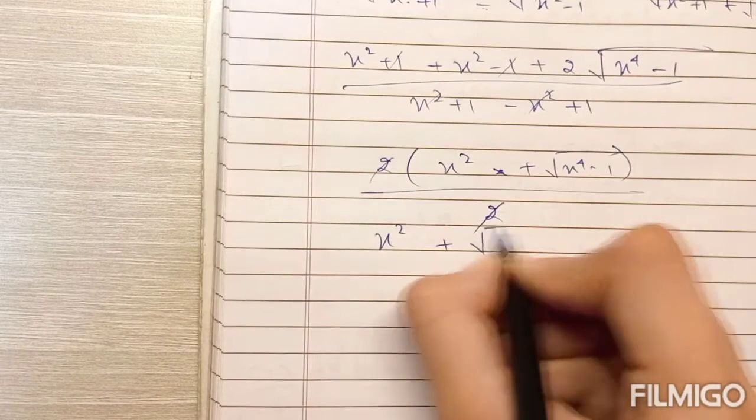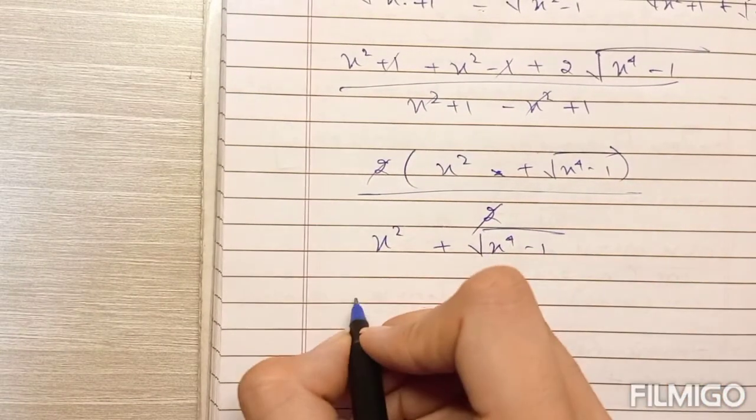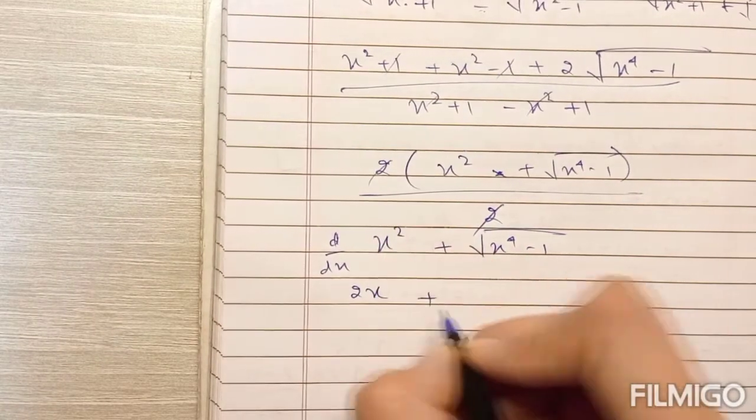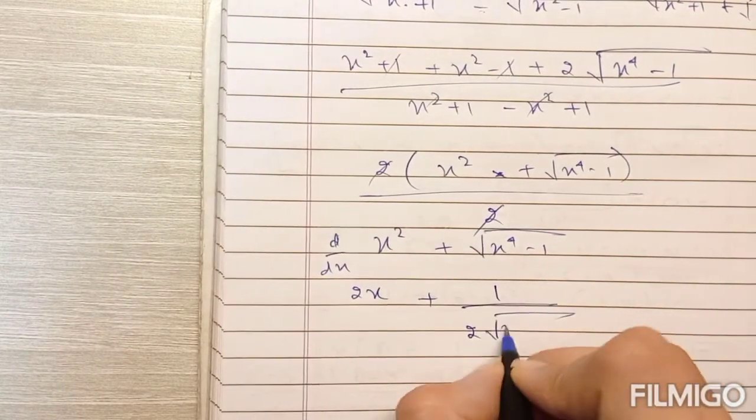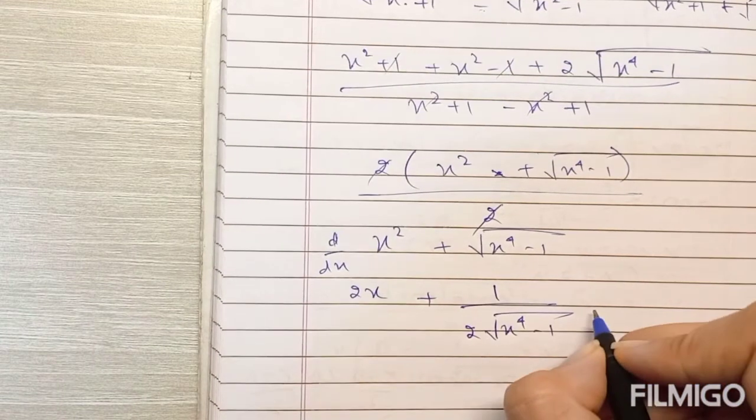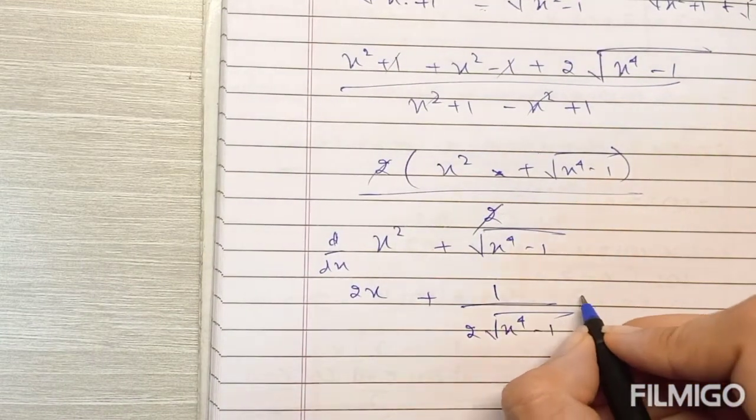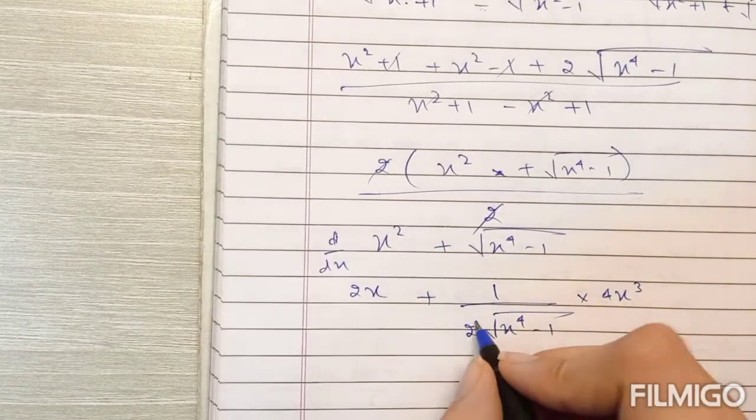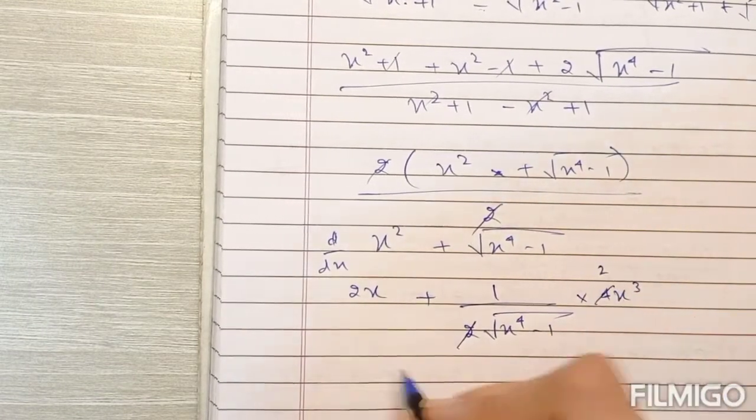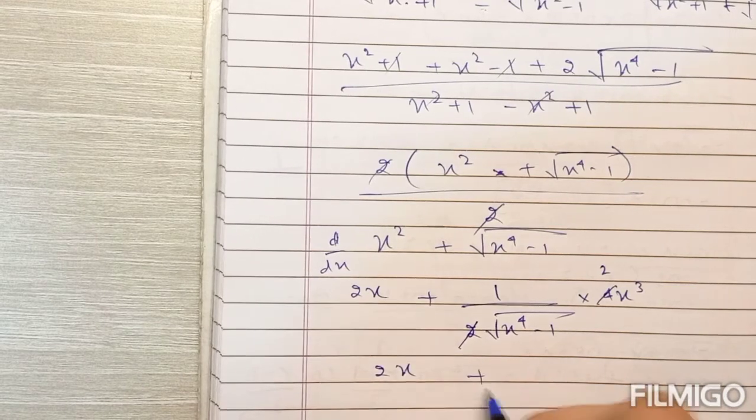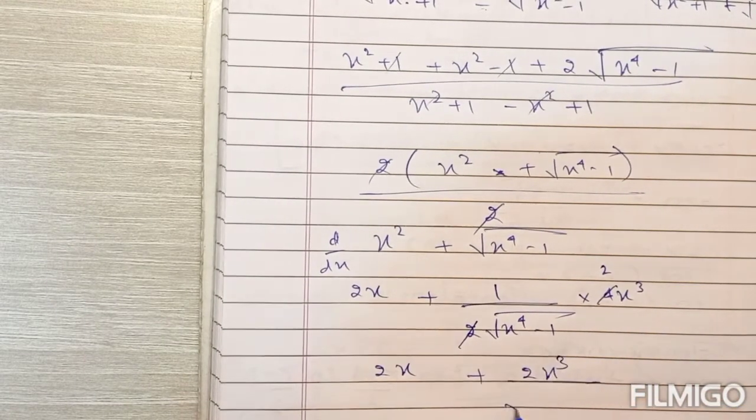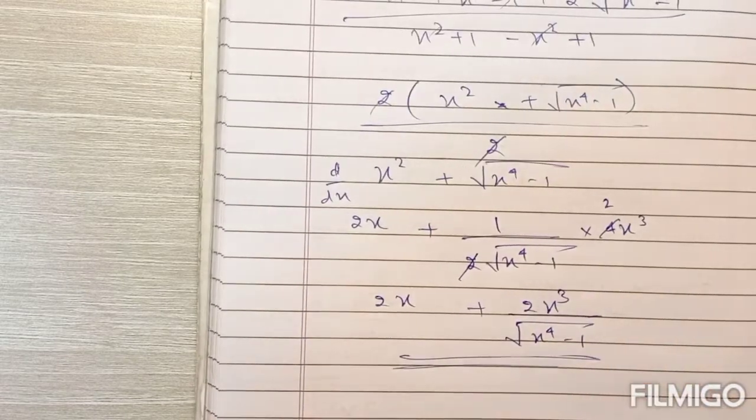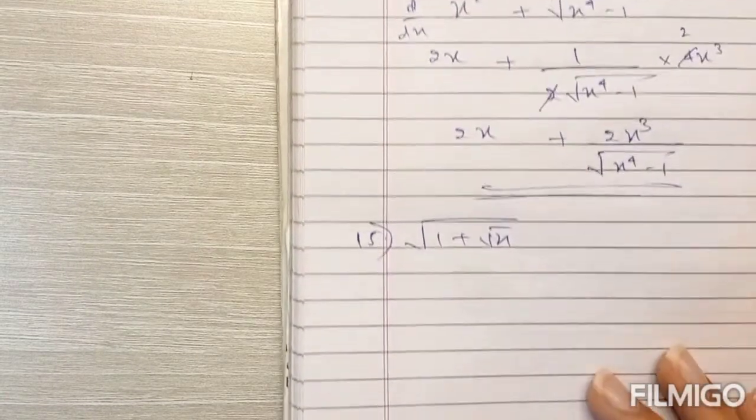X square plus root of x raised to 4 minus 1, differentiation of x square is 2x plus 1 upon 2 root x raised to 4 minus 1 into the differentiation of x raised to 4 minus 1, which is 4x cube. Minus 1 becomes 0 and the 2 gets cancelled. So basically we have 2x plus 2x cube upon root of x raised to 4 minus 1. That's the final answer. Okay, the 15th question is also quite simple.